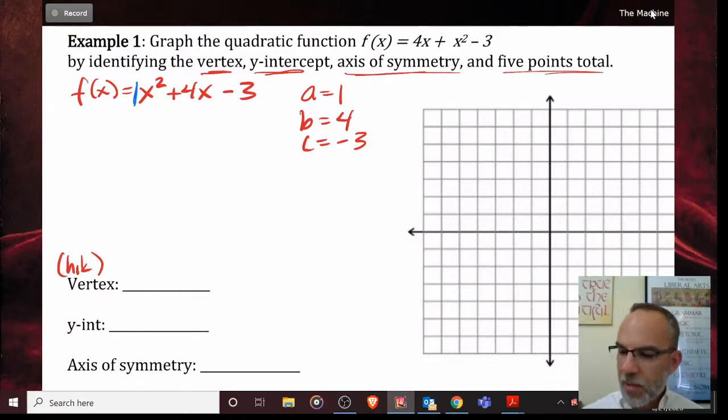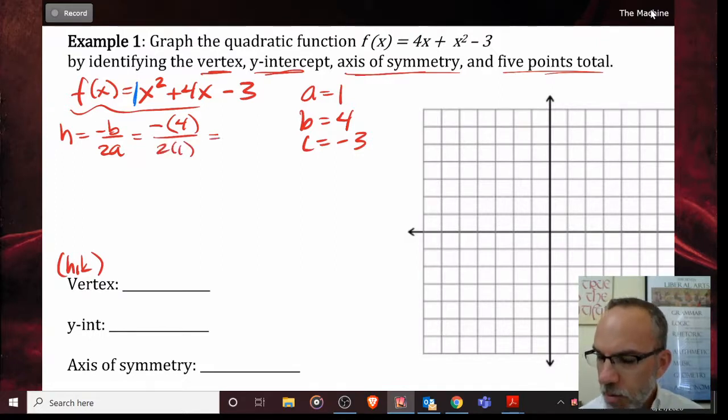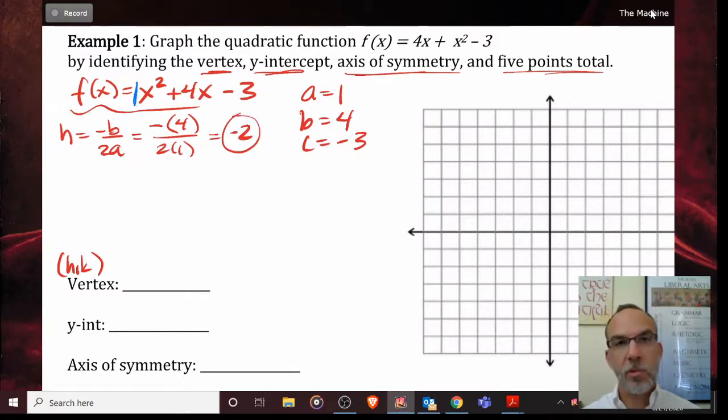How do I find out what h is? h is equal to negative b over 2a. Oh, I've got an a and a b and a c. So h is equal to negative of b. What's b? Positive 4. Divided by 2 times 1. So what is h now? What's negative 4 divided by 2? I think that's negative 2. Right? So the x value of my vertex is going to be negative 2.